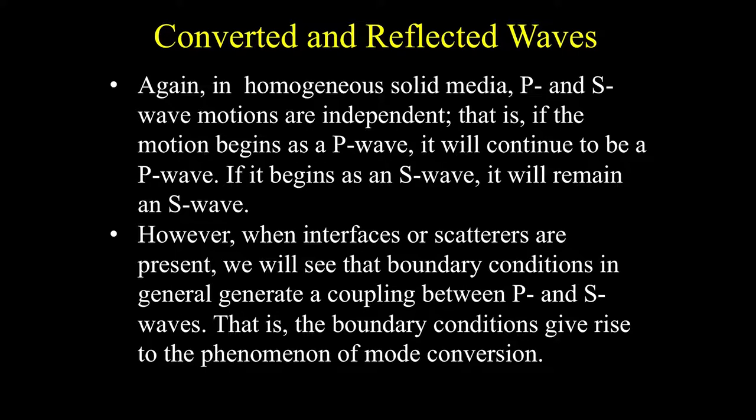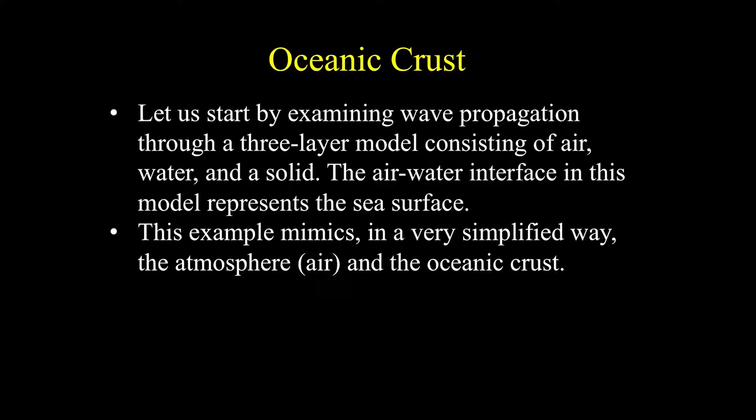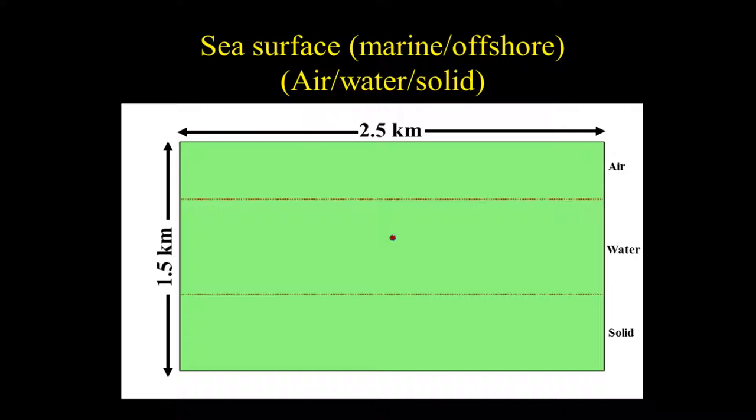Let's start by examining wave propagation through a three-layer model consisting of air, water, and a solid. The air-water interface in this model represents the sea surface. This example mimics, in a very simplified way, the atmosphere, or air, and the oceanic crust. We made an explosion in the water to generate waves. Let's watch.